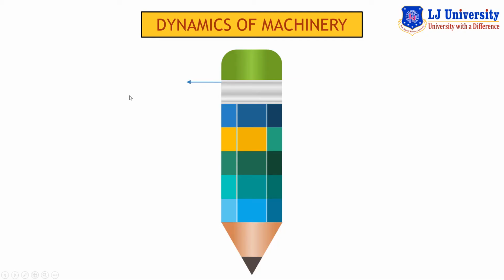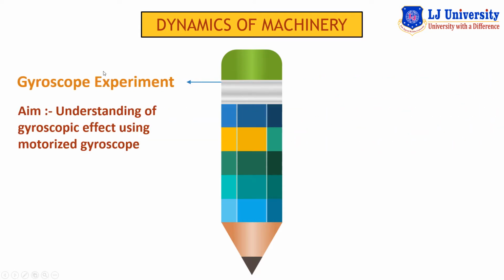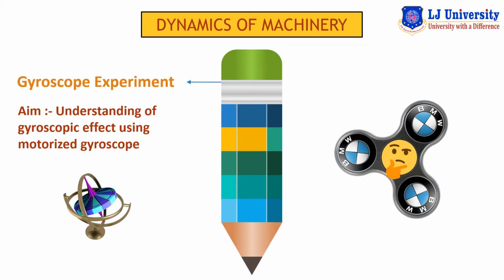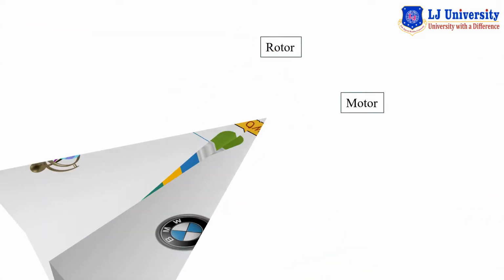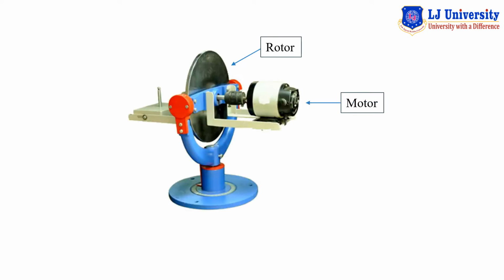Students, myself Mehul Kodiya. So in today's session we have to discuss one experiment related to gyroscope. The subject name is dynamics of machinery, and the experiment that we have to perform is understanding of gyroscopic effect using motorized gyroscope. So first of all we have to understand the basic working principle of gyroscopic effect.